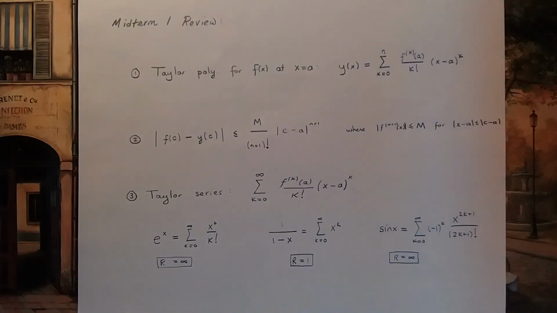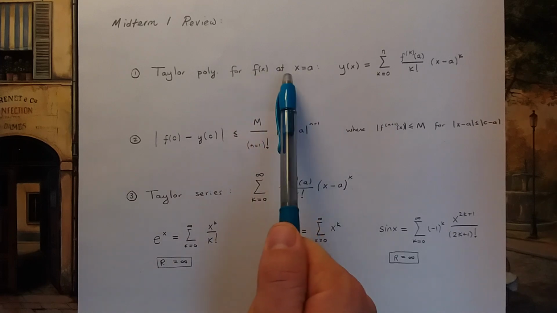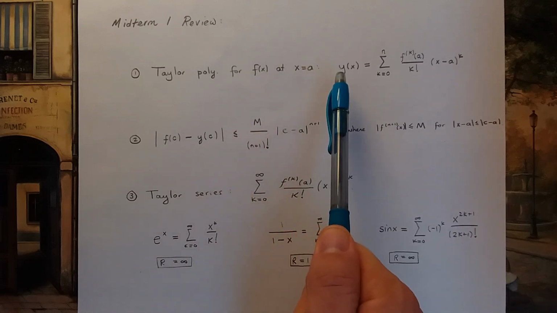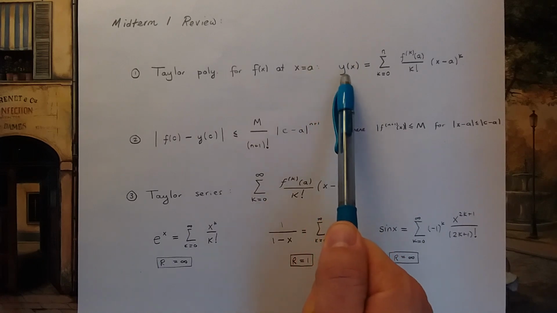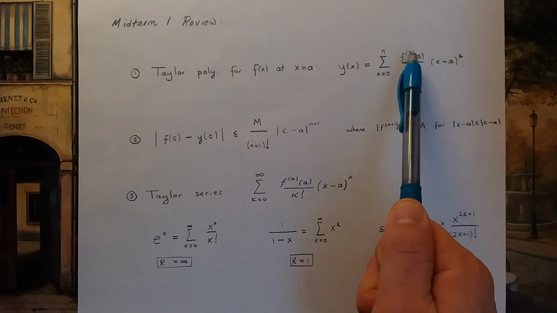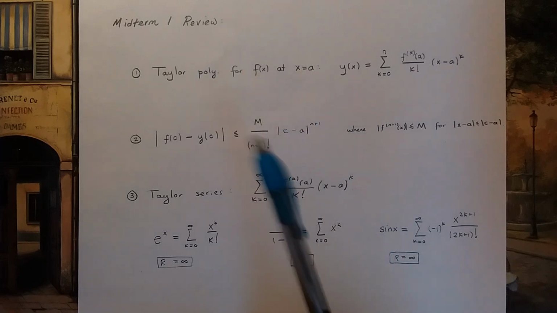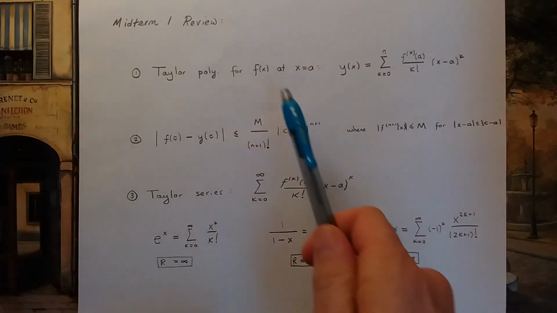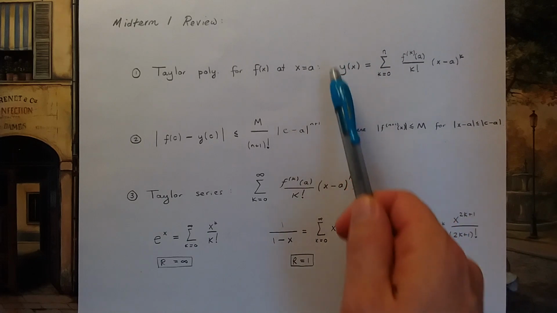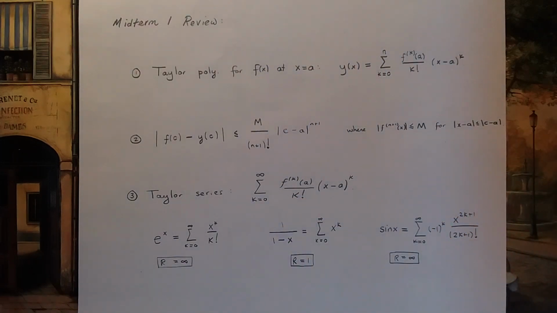All right, let's review some of the main concepts we've seen in our course so far. The first thing we did in our course was look at the Taylor polynomials for a function f at a given value a. And what we found was that the Taylor polynomial can be expressed this way. So here's our sum. You take a bunch of derivatives, you divide by k factorial, and you get a polynomial that's a very good approximation to your function near a. This is the best possible degree n polynomial that can fit your function at the value a.